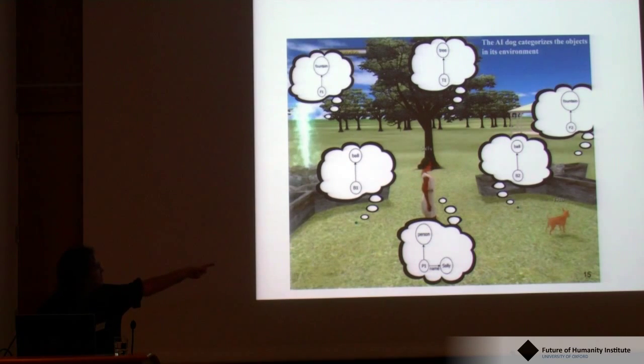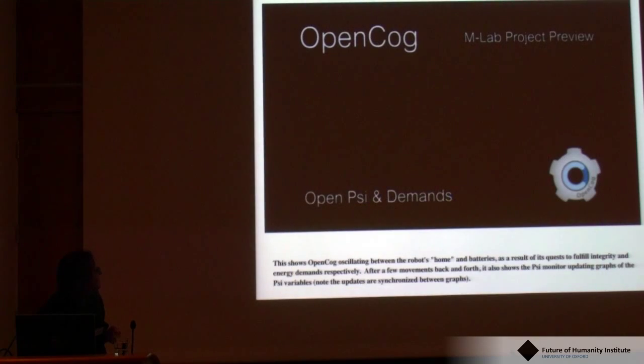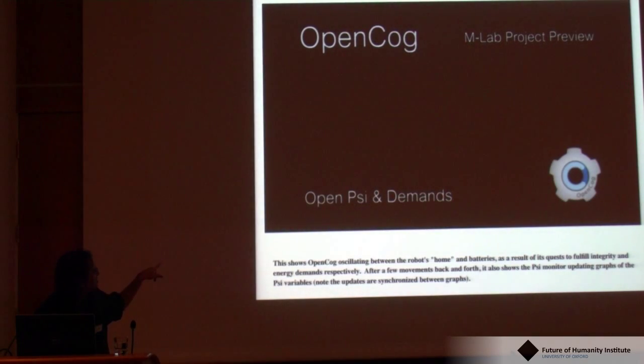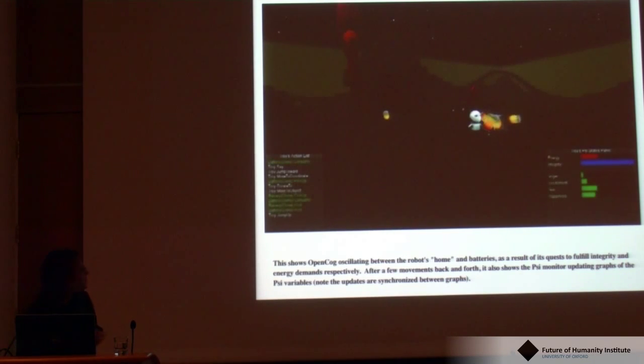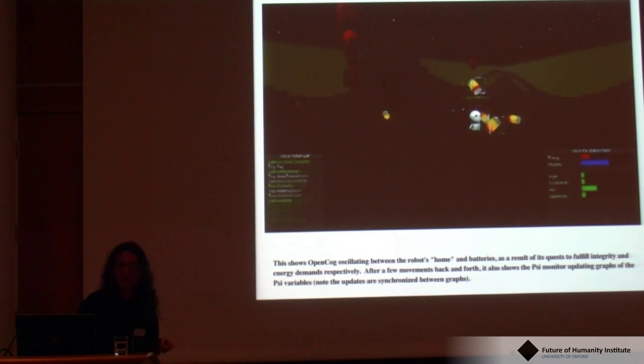So, we've been using OpenCog in virtual worlds. We've been using it to control this little virtual dog that builds up knowledge of what it sees in its environment. And we've been using it to control a little virtual robot that runs around in a virtual world, which has various emotional needs and various emotional demands it tries to fulfill.